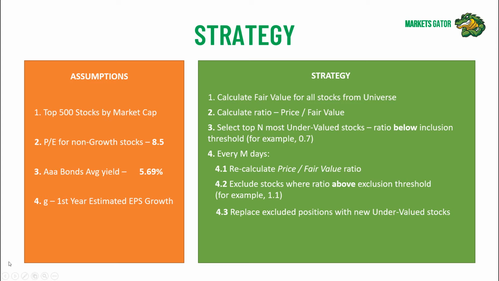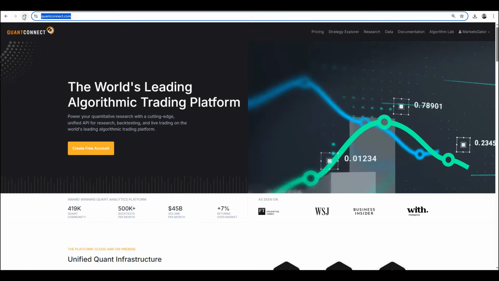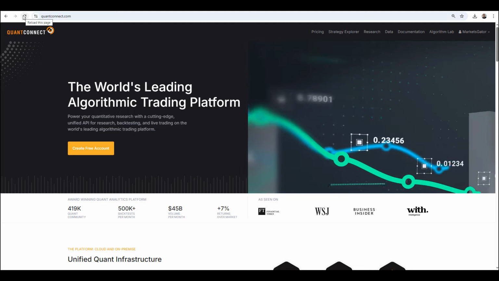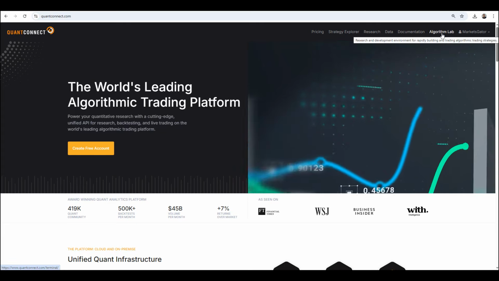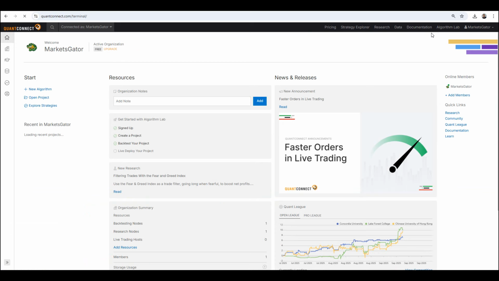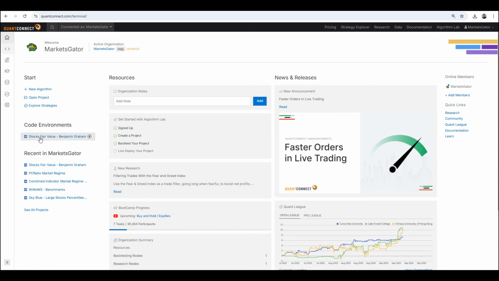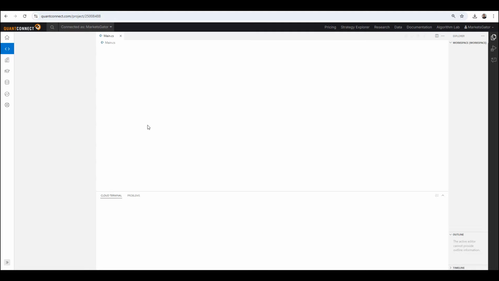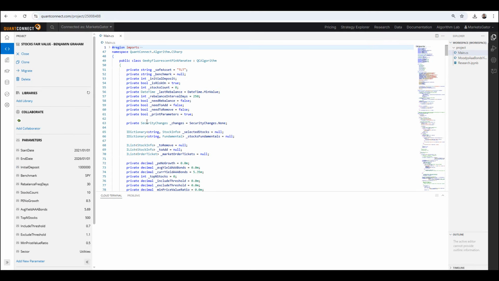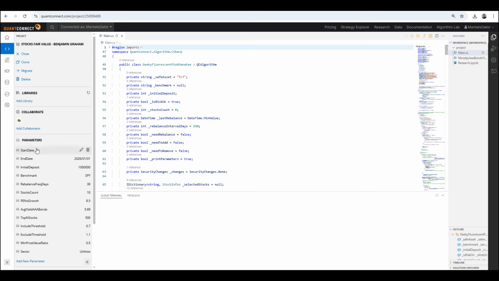For example, if 3 positions are dropped, we'll need to find another 3 stocks whose ratios show that they are undervalued and add them. To backtest my strategy, I'll be using an online platform called QuantConnect. This is my workhorse for testing my investment ideas. If you have any programming skills, I strongly encourage you to try it. Here, I'm opening my account and opening the project which I created. To control how strategy is behaving, I added several parameters.